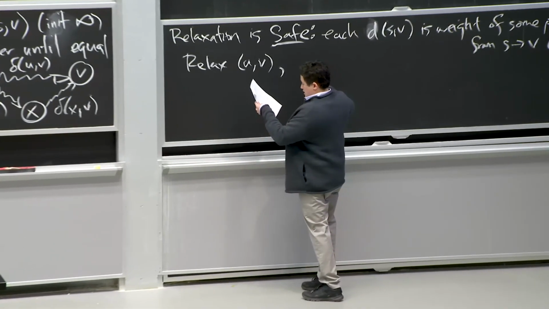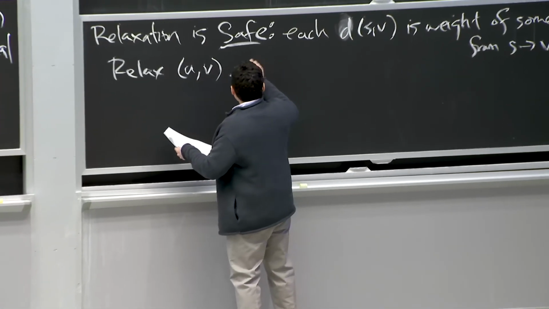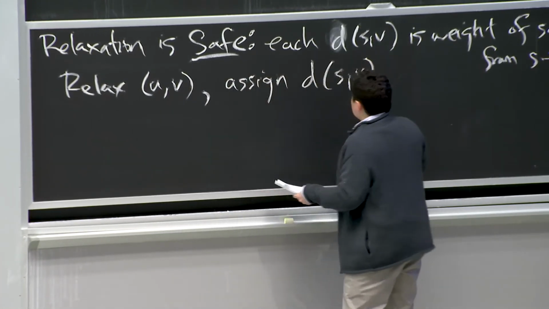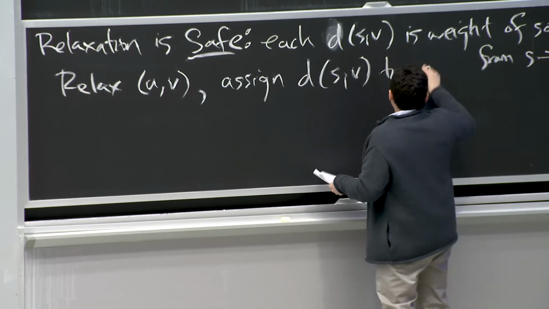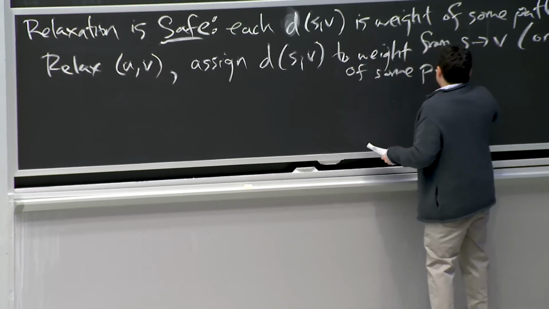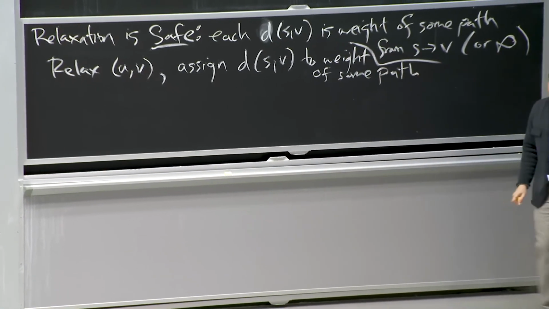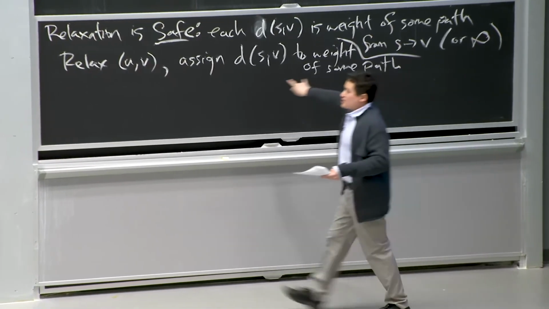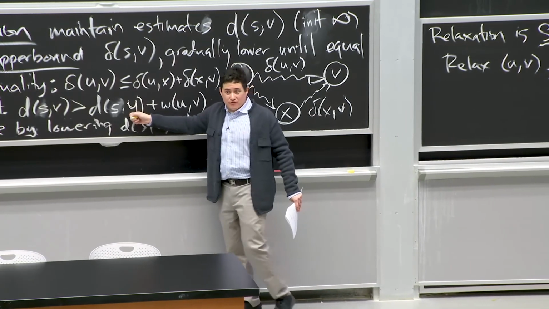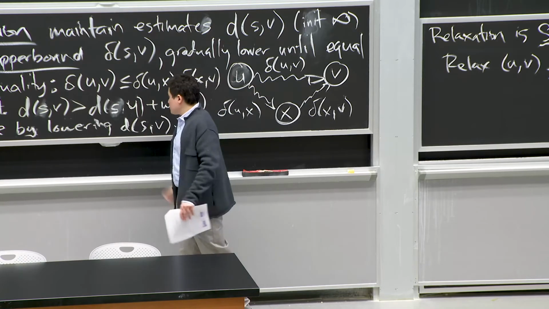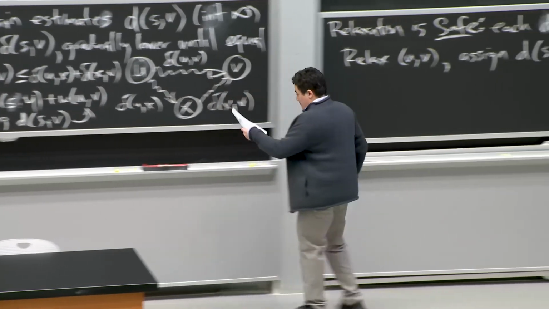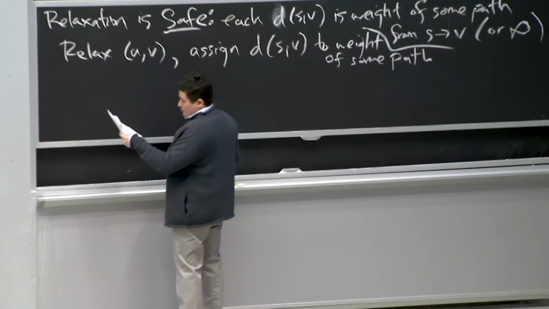So assign d of s to v to the weight of some path. Okay? I'm not going to write down all the argument that I just said here, but basically since this distance estimate was by supposition before the weight of some path to u, right? Then this is again the weight of some path to v. Okay, great. So now we're ready to actually go through this algorithm.